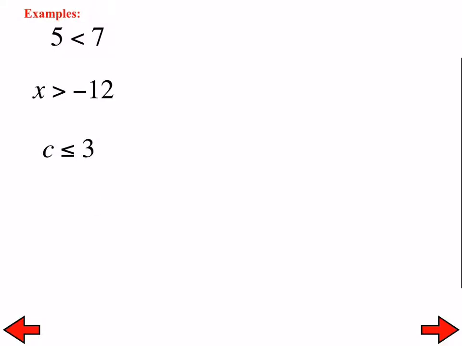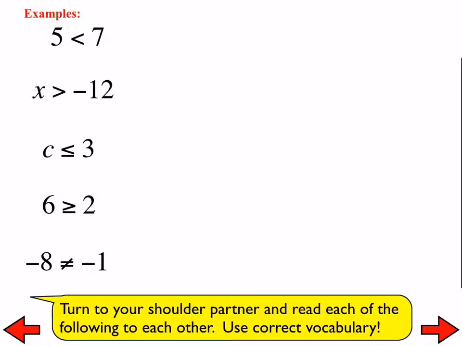Here's what you're going to do with your shoulder partner. All 5 of them, you're going to turn to your shoulder partner and read each of the following to each other using correct vocabulary. Try and say it in as many different ways as you can, and that was one of the reasons why I had you fill in that table beforehand. Okay? Turn to your shoulder partner, read each of those in as many different ways as you can, all 5 of them.